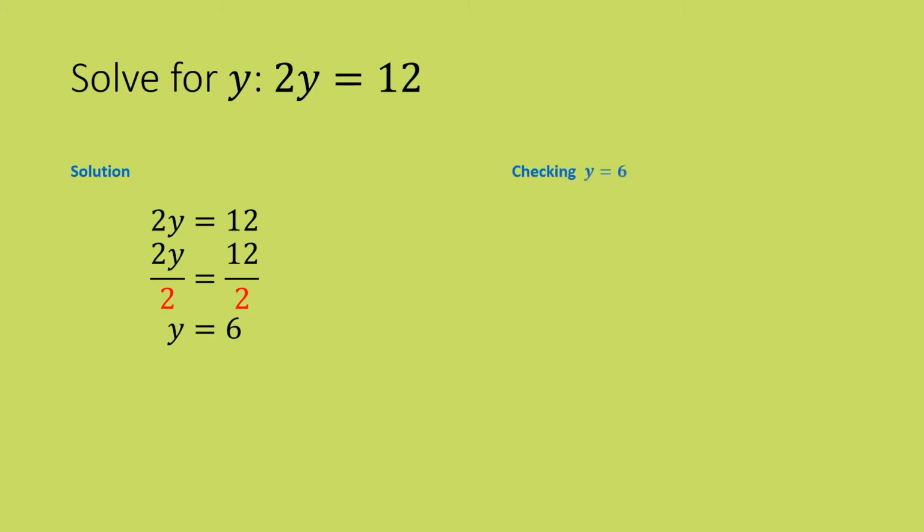Now, let's check if our answer 6 is correct. So we're working with that. The original equation is 2y is equal to 12. So 2 times 6 is equal to 12, and 12 is equal to 12.